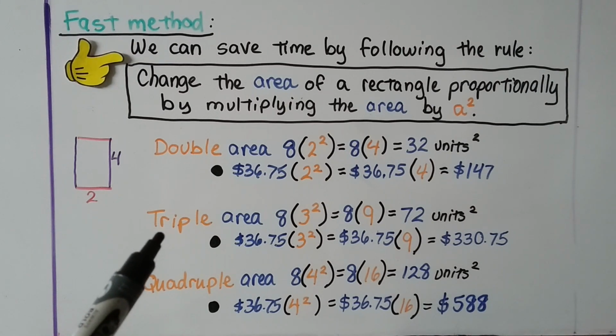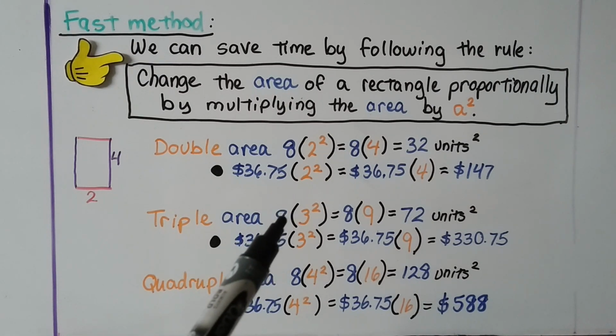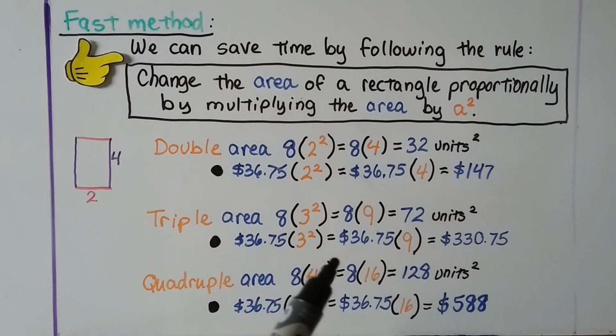We could quickly triple the area by multiplying the 8 by 3 squared, or quadruple it by multiplying the 8 by 4 squared. Much faster, right?